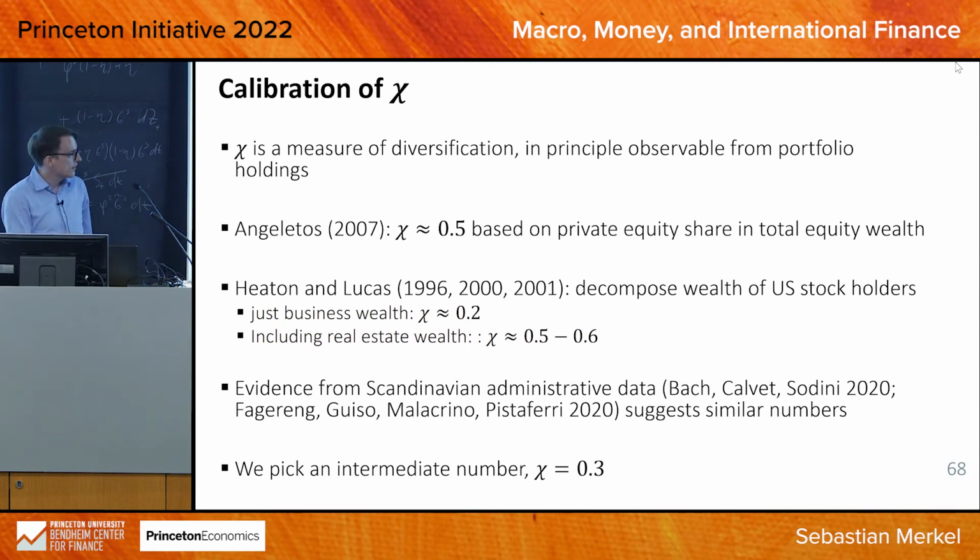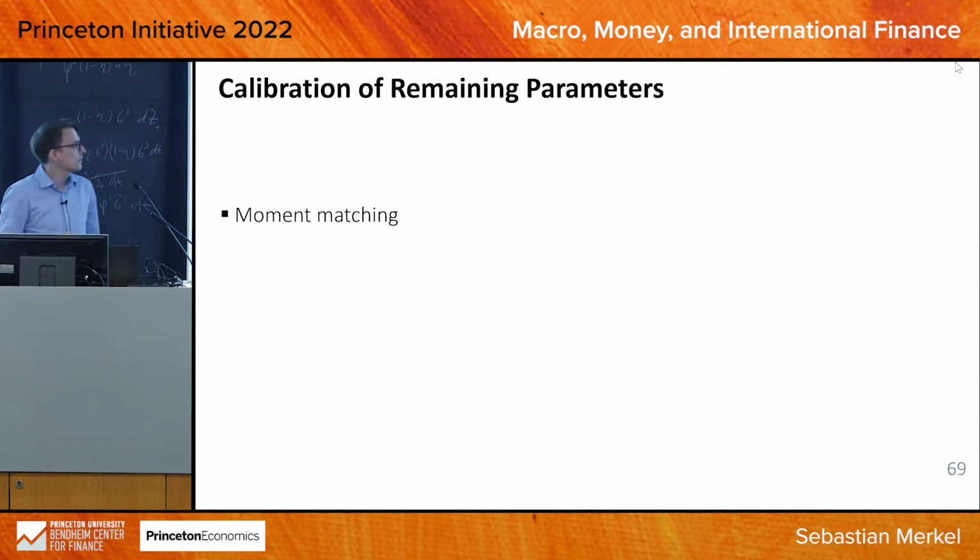Okay? And then there's some more recent evidence that's not from the US, from Scandinavian administrative data that at least for the very rich, which are, again, the ones that hold most of the wealth that's priced in the asset market, seem also to suggest that there is a bit of private equity holdings, real estate holdings, and other stuff that probably has idiosyncratic risk. So we are just picking some intermediate number. It's not too sophisticated. It's just something that's somewhat linked to the literature.